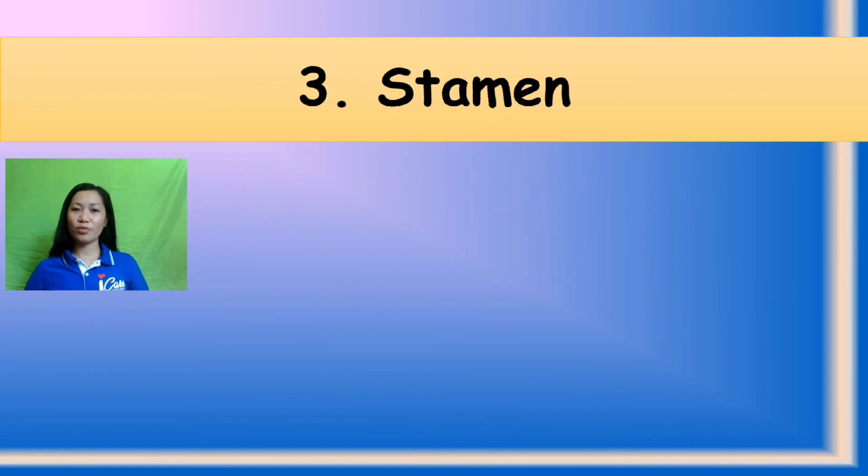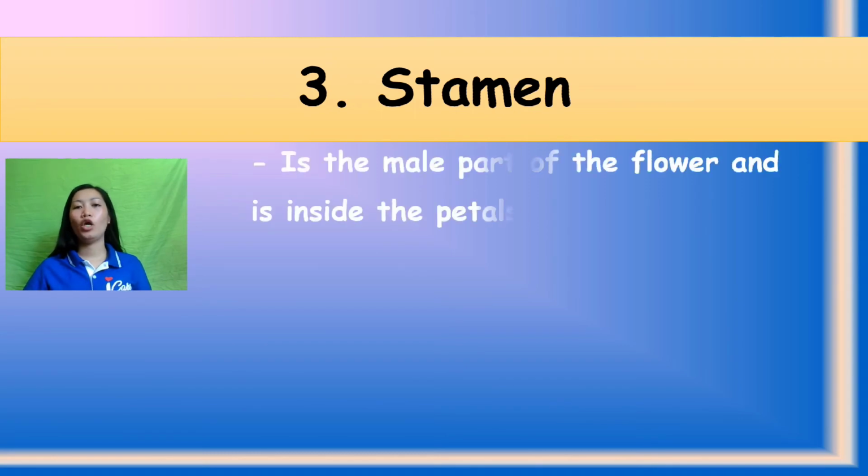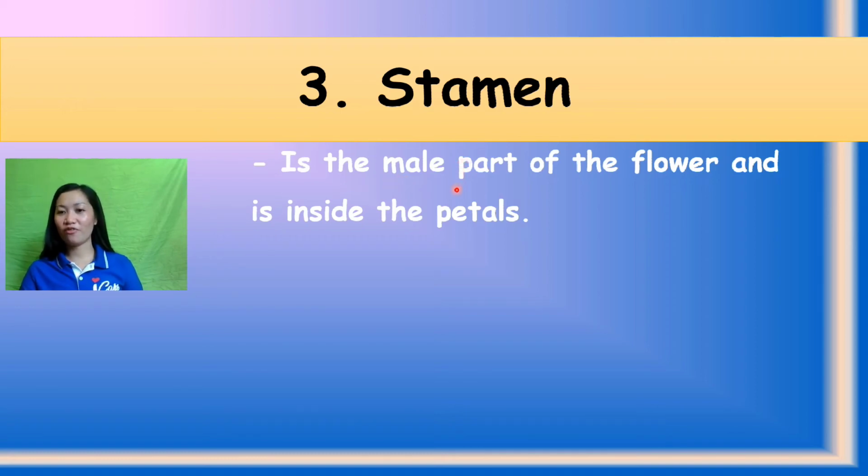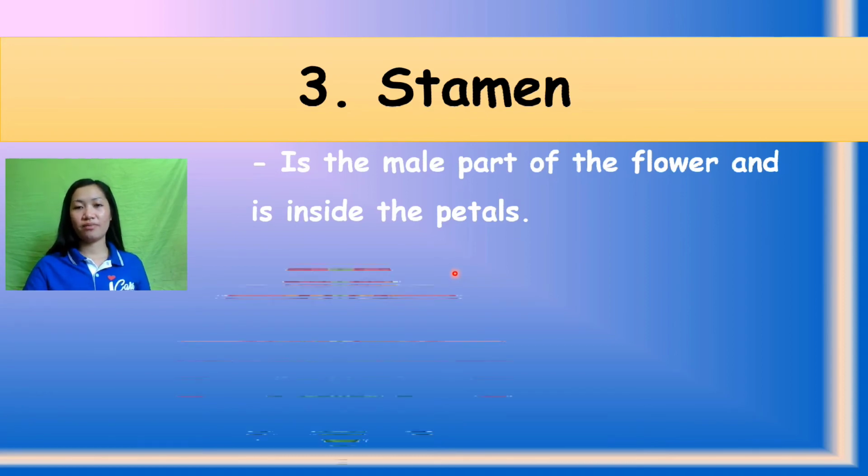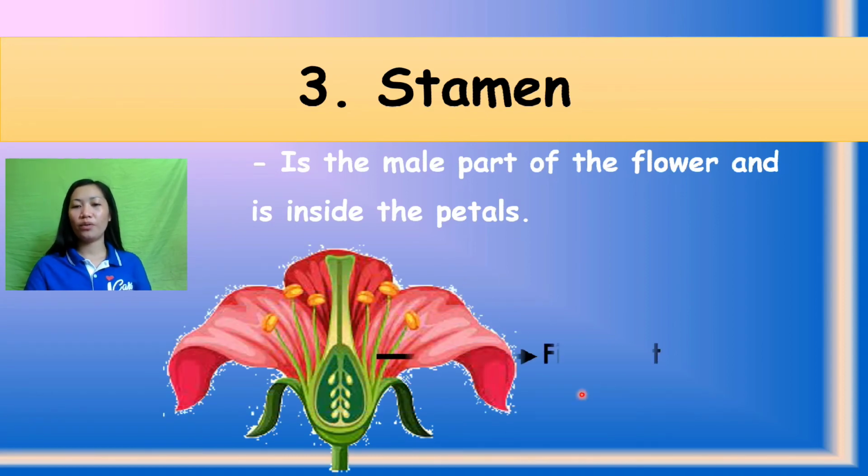Next we have the stamen. The stamen is the male part of the flower. When we say male, it's the boy; in terms of humans, it's the father, but in a flower it's called the stamen, the male part of the flower. You can find it inside the petals. So what do you think?